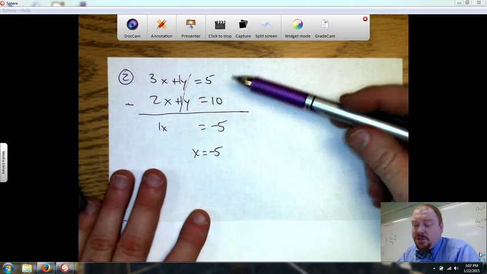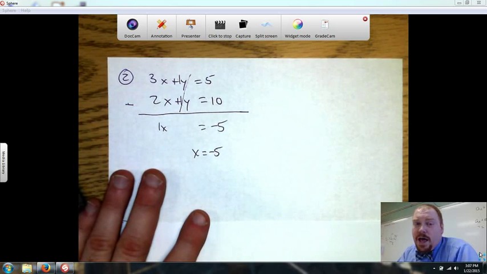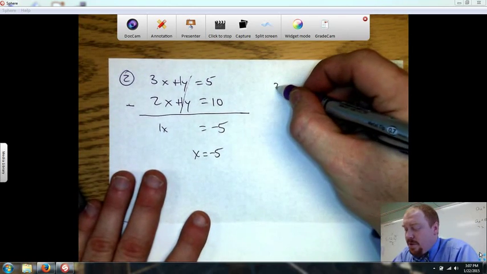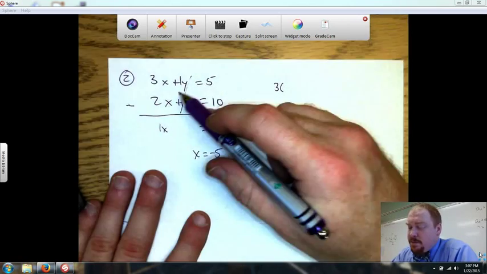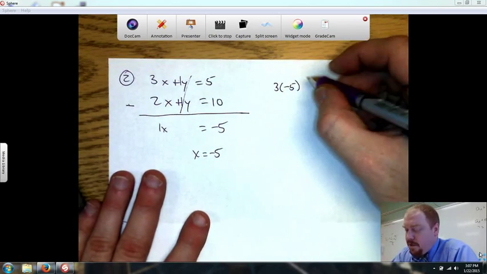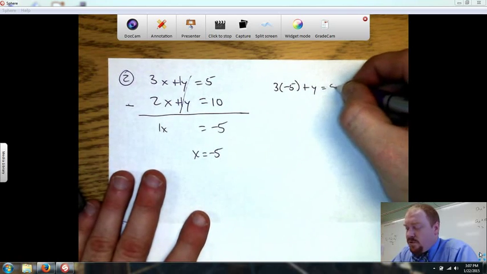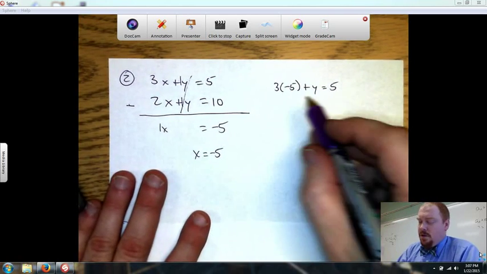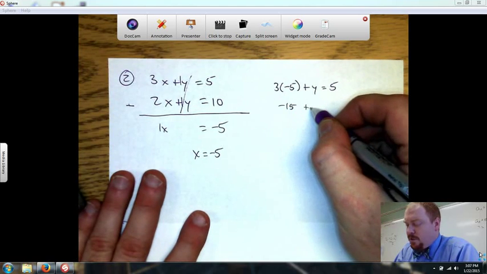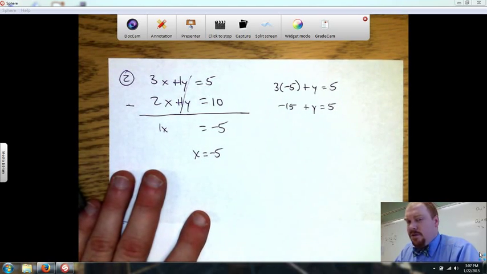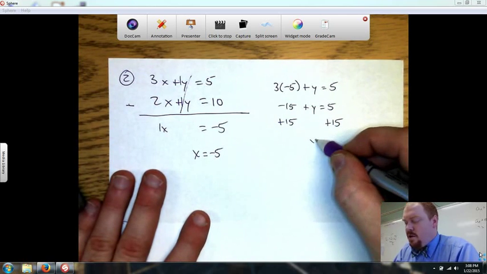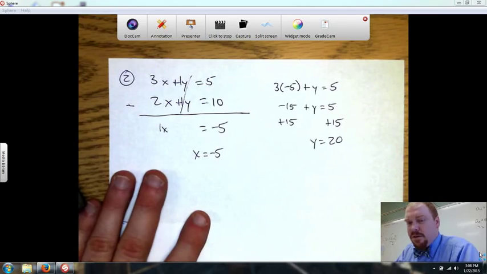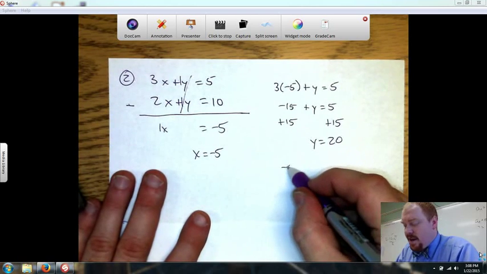Now I'm just going to plug it into either equation, whichever one I think looks easiest, and solve for y. So I'll pick the top one just because it is on top. So 3 times x, which is negative 5, plus y equals 5. So multiply this. Negative 15 plus y is 5. If I add 15 to both sides, I get y equals 20. So my solution here is negative 5, 20.